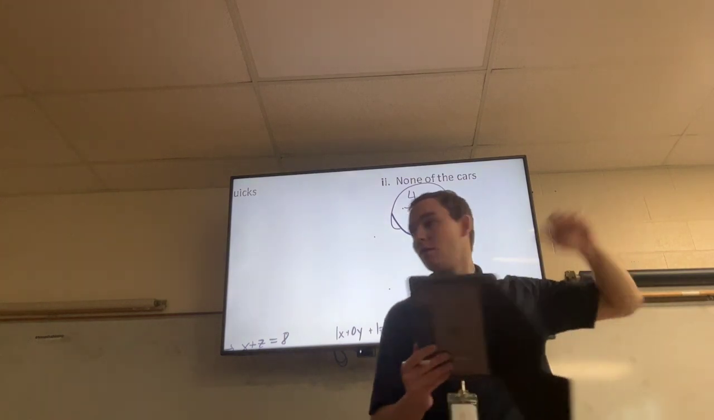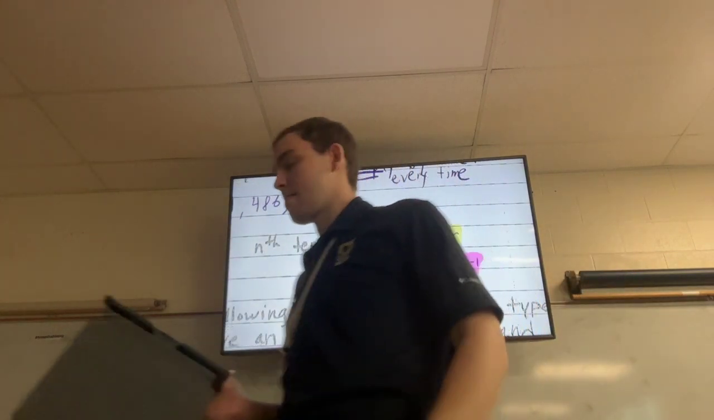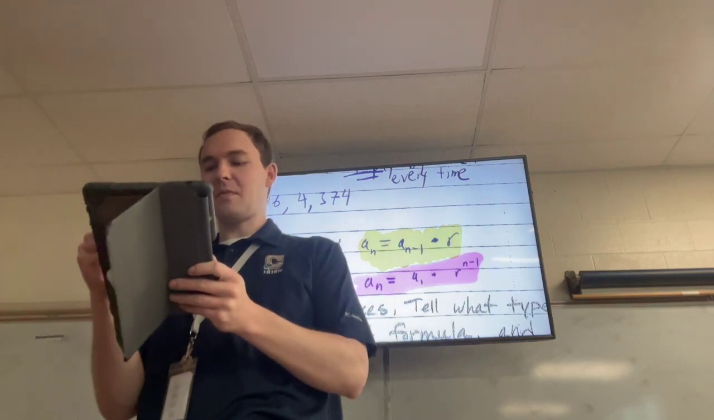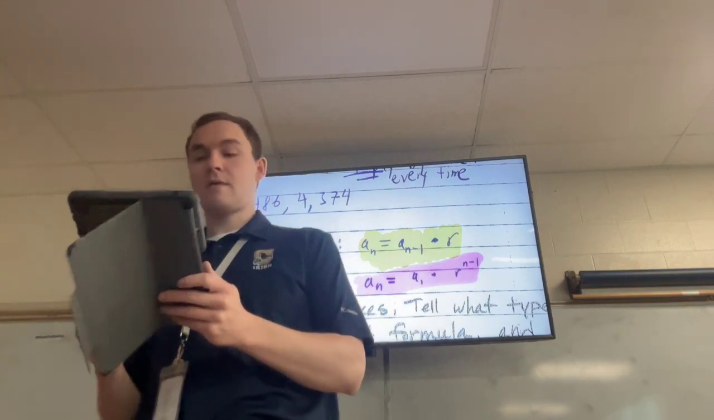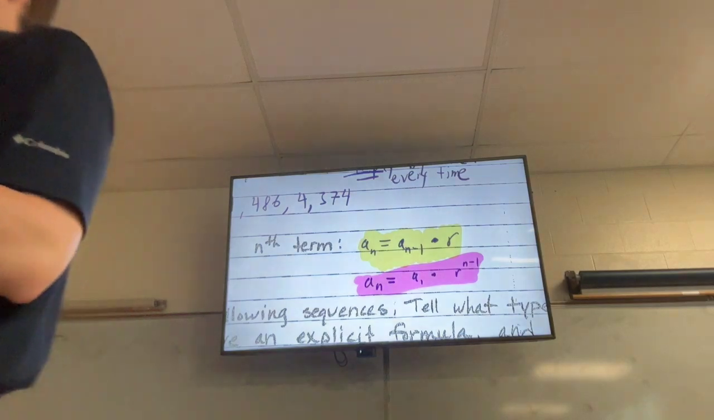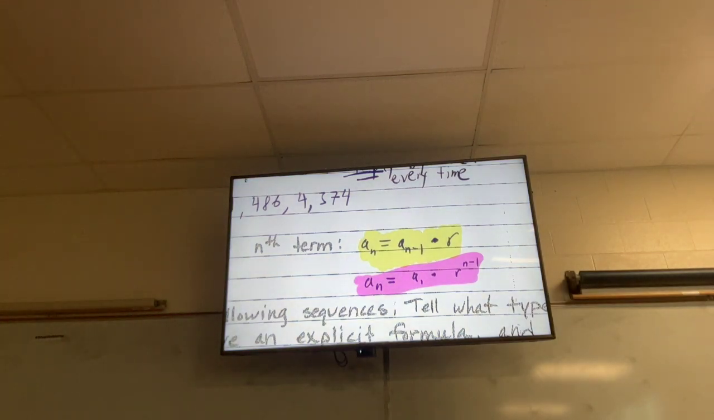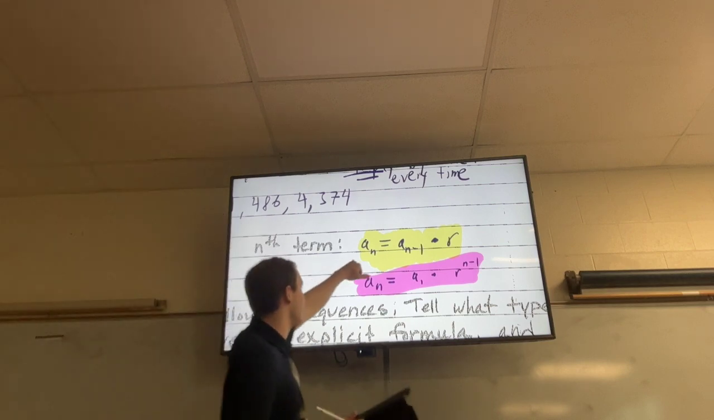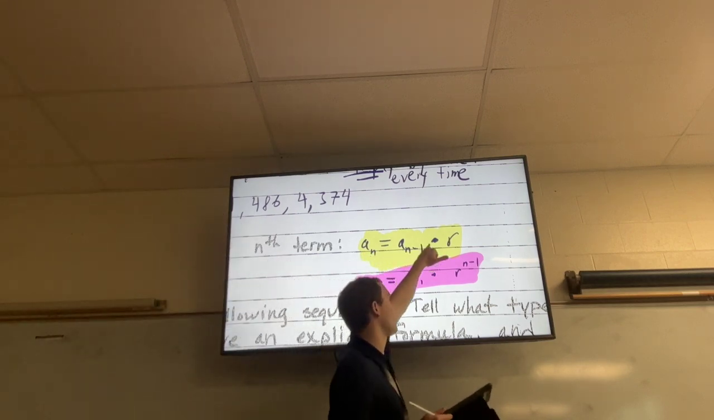Can you go back? Between a geometric sequence and an arithmetic sequence, or between the yellow and the pink one? Yellow. Yeah. So this just means the nth term equals the previous term times r.